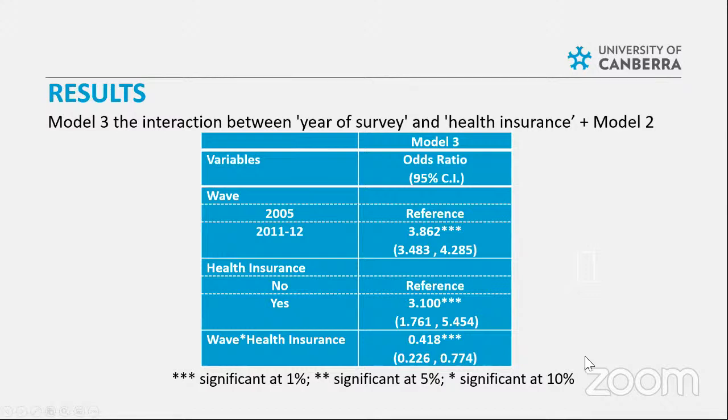So in 2005, those who had insurance were 3 times more likely to attain higher MCH service utilization, whereas in 2012, those who had insurance were only 1.3 times more likely to attain higher MCH service utilization. So this means the effect of health insurance on MCH service utilization weakened after the publicly funded health insurance became available.